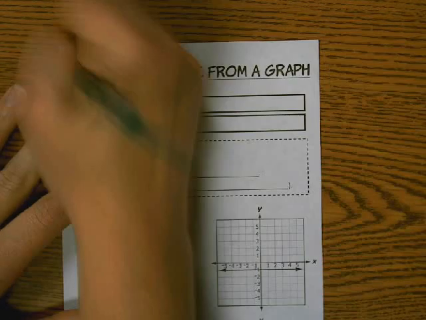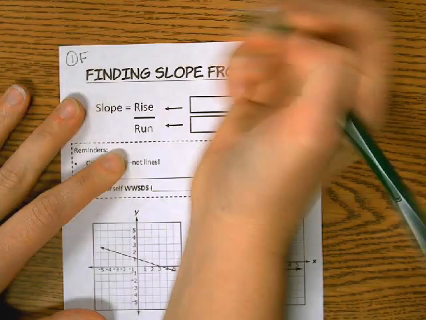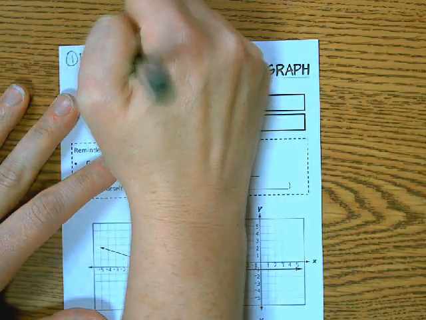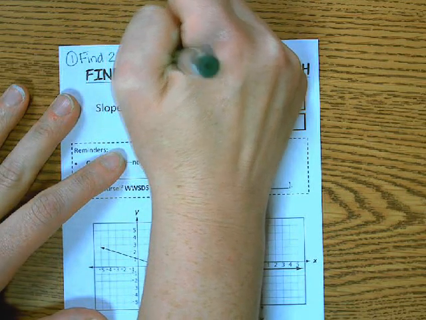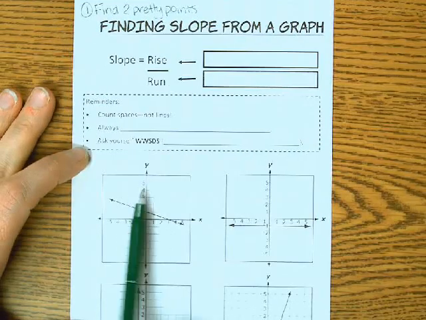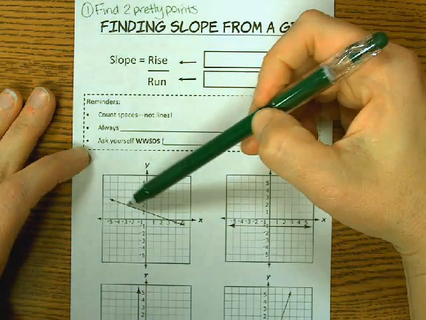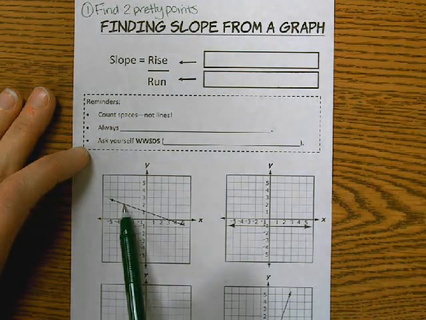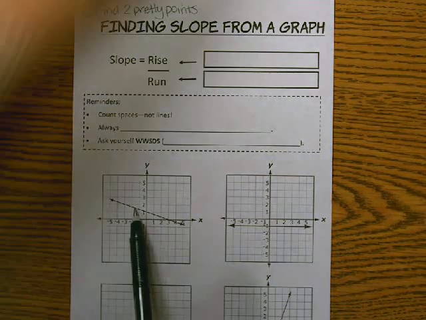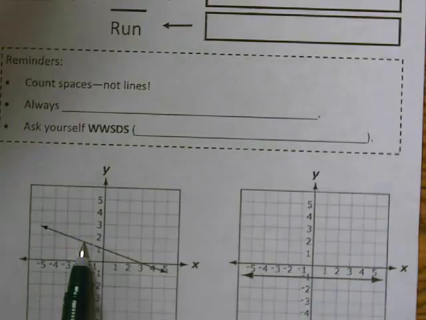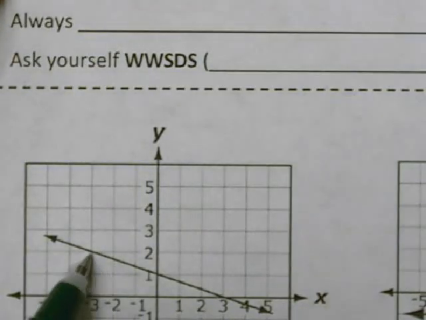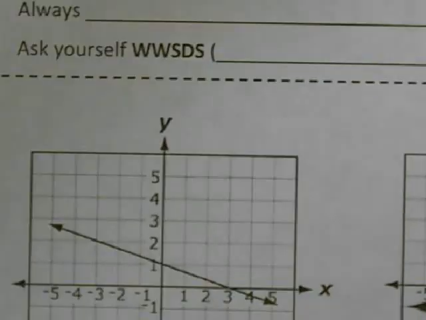So my steps for you here are, step 1, you're going to find 2 pretty points. And what I mean by 2 pretty points are you're going to find 2 points that are on the line, but also are touching the corners of the grid. Okay? So like this point right here, where my pen is pointing, that's not a pretty point because it's not touching the corners of the grid. So this would be a pretty point right here.